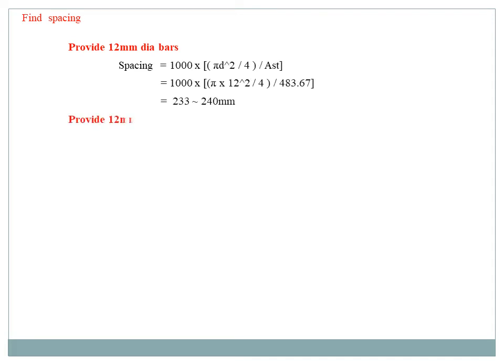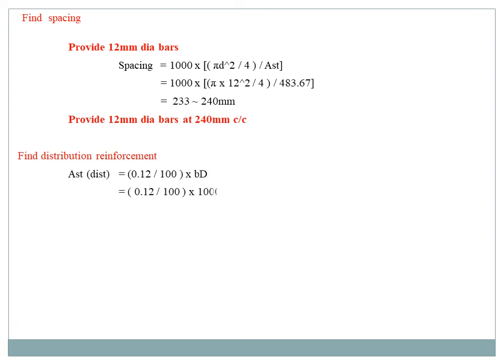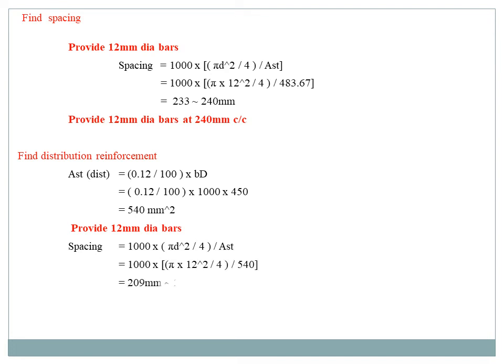The next, find spacing. Provide 12 mm dia bars. For spacing we know the simple formula: 1000 into pi d square by 4 divided by AST. So 1000 is the constant, then pi into d, where d is equal to 12 mm. Apply d is equal to 12 mm, then divided by AST is equal to 483.67. We got 233 mm. So rounding off, we take 240 mm. So provide 12 mm dia bars at 240 mm center to center distance.